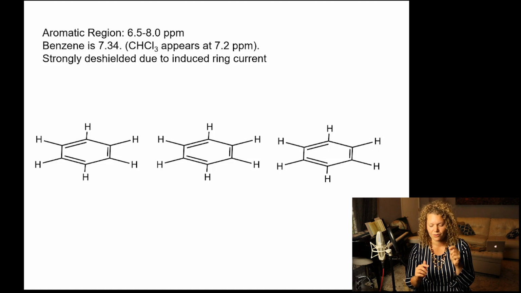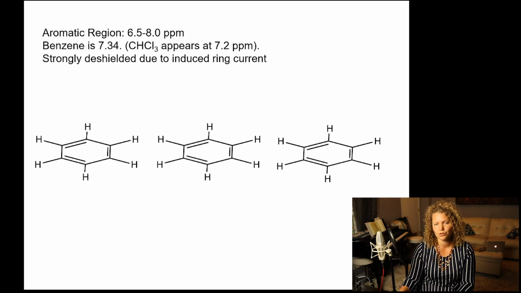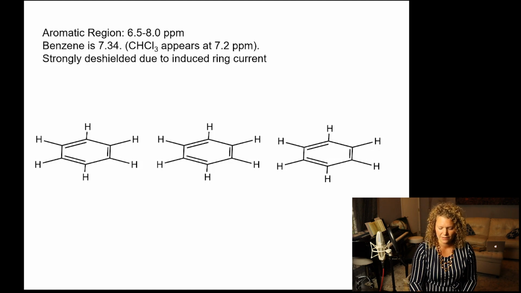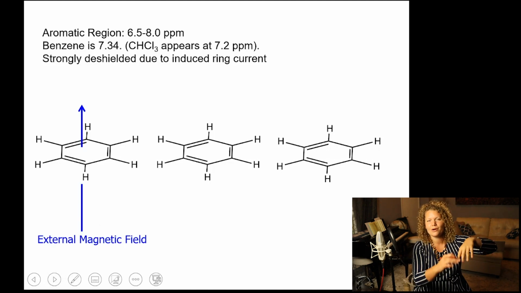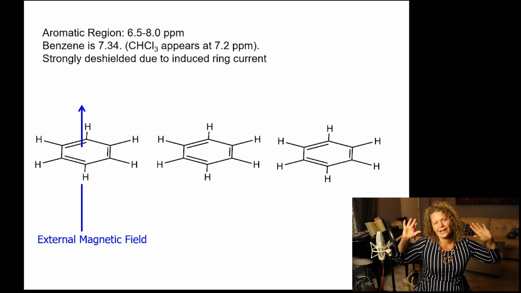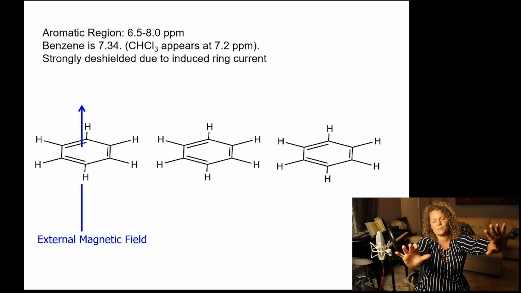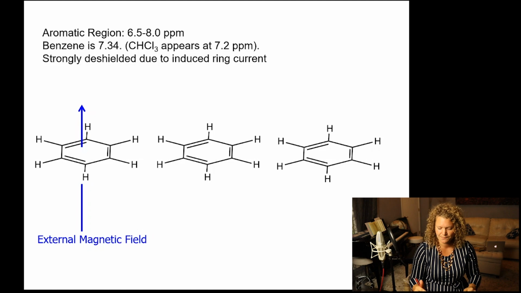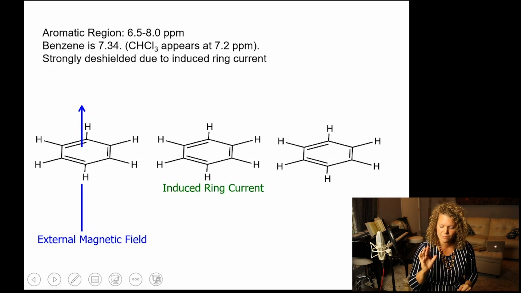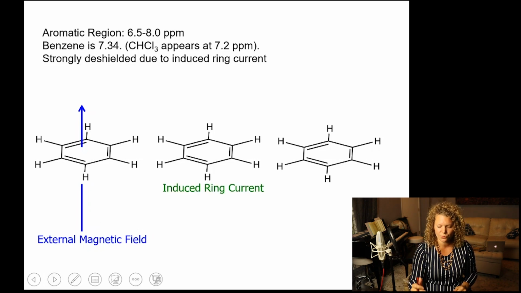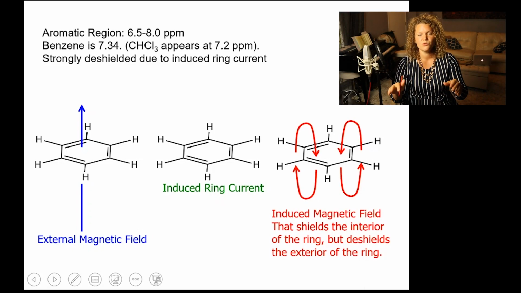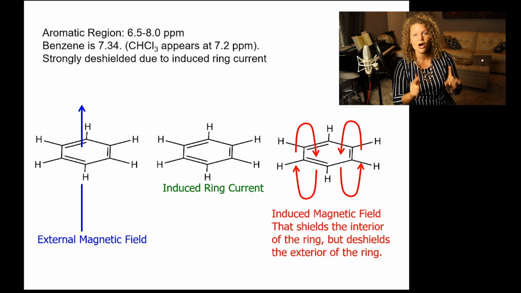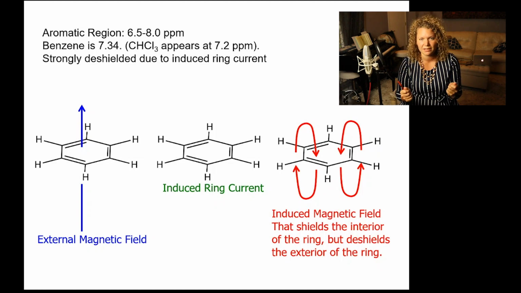Aromatic rings are strongly de-shielded due to an induced ring current in the ring. Remember the external magnetic field. Remember our instrument, and then we've got the external magnetic field being applied to the molecule. With benzene, there is this induced ring current, and I'll depict it here simply. This induced ring current is what causes this extra de-shielding on the hydrogens.